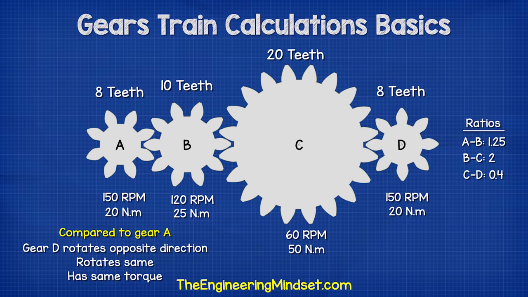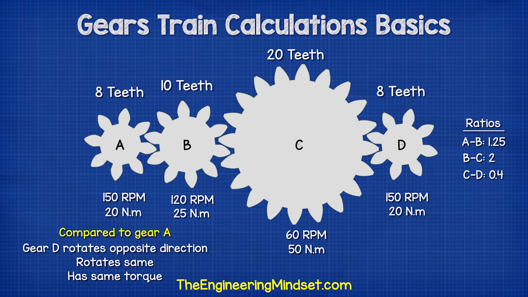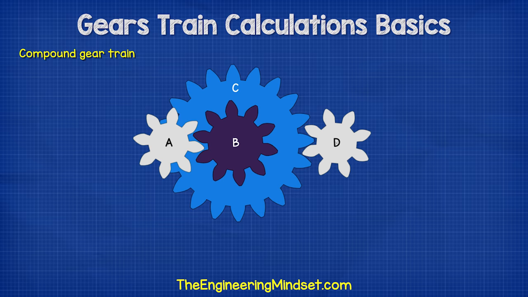So this setup lets you visualize how gears manipulate speed, torque, and direction. What if we had a compound gear train like this, which has the same size gears, the same input torque, and the same rotational speed?